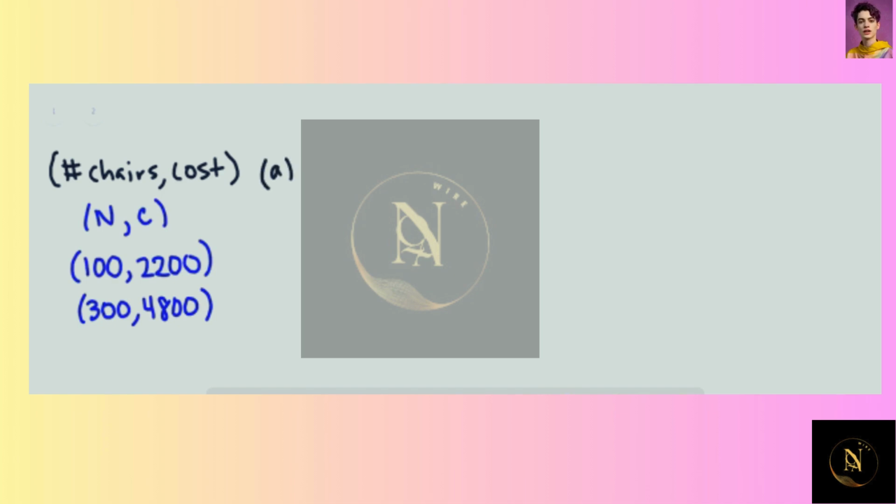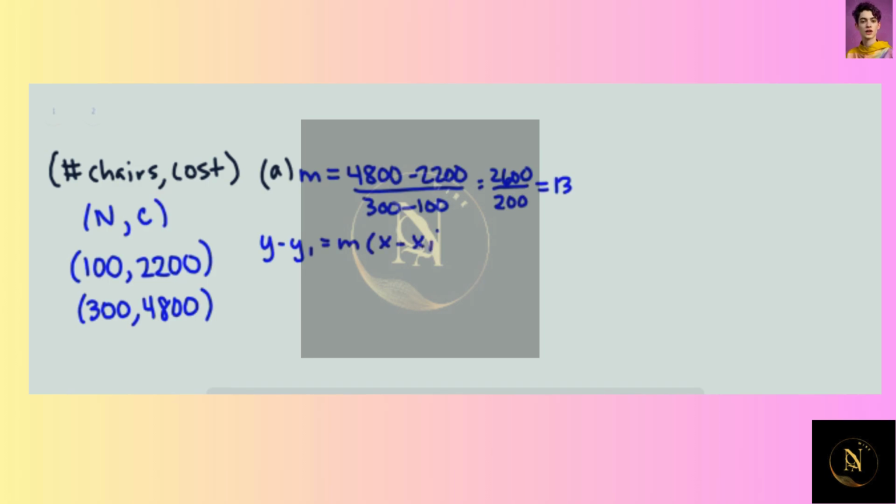So we can start by finding the slope. Change in y, 4,800 minus 2,200, over change in x, 300 minus 100, gives us 2,600 divided by 200, and that's 13. And then we can use our point slope form, y minus y1 equals m times x minus x1. We can use one of our 2 points, it doesn't matter which, so I'll just use the first one.